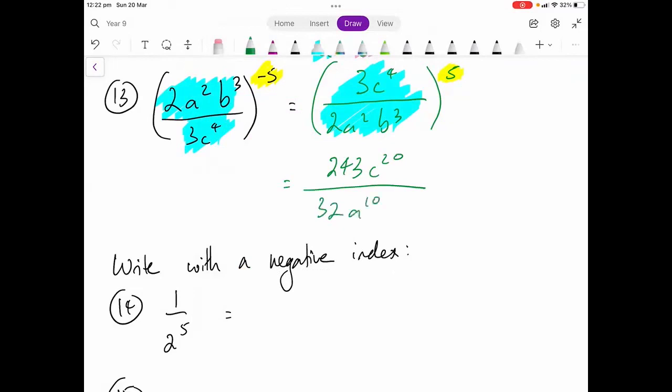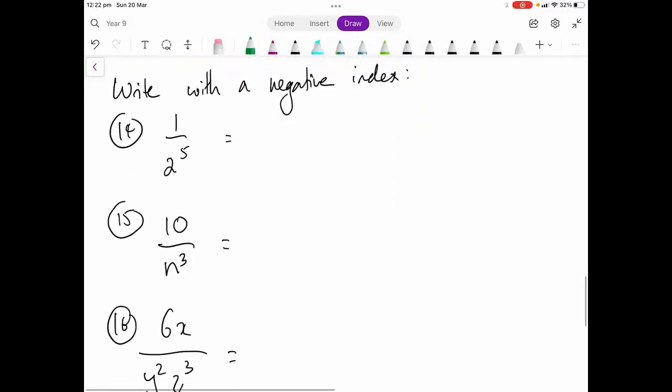Question 14 onwards, if we were to go backwards and not have any indices in the denominator, then you could write 1 over 2 to the power of 5 as 2 to the power of negative 5. You can see that positive power becomes a negative as you move it from the denominator to the numerator.